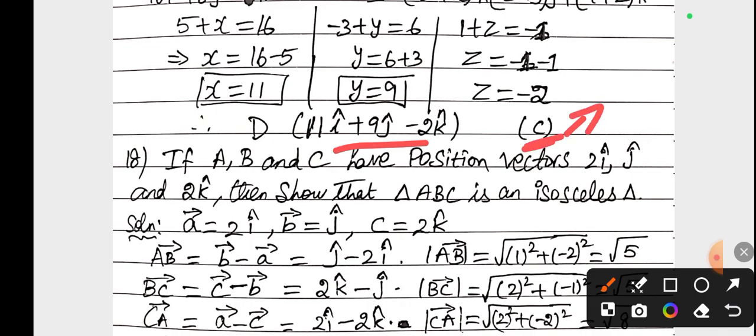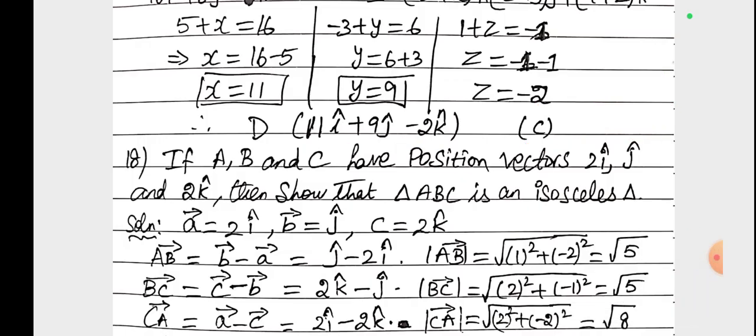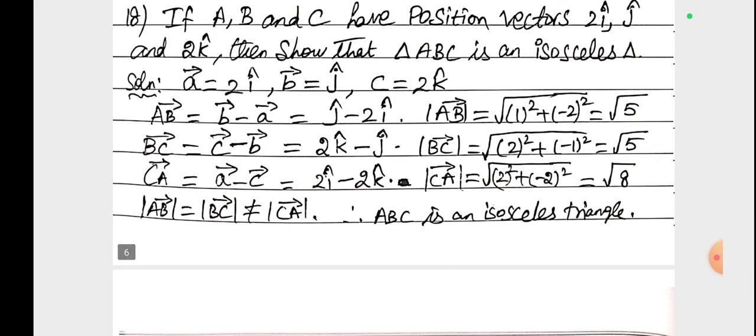Actually, in the PDF they have given option D, but option D is not correct. Even I have checked with the proper board exam marking scheme also. There also, option C only is there. When we are doing it also, we are getting option C only.